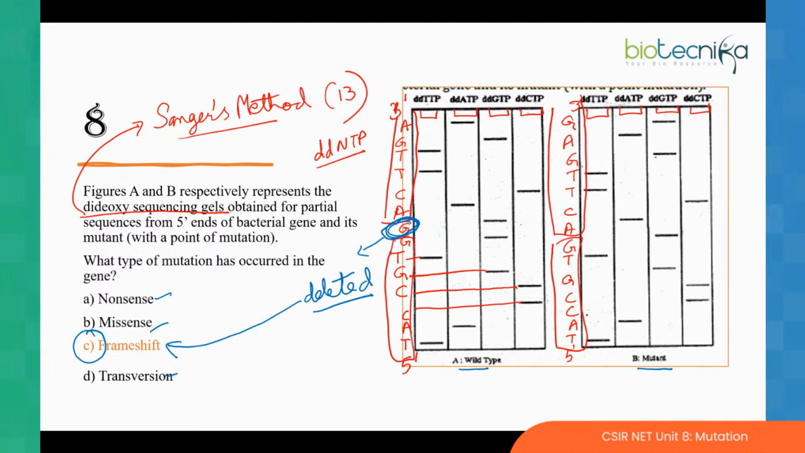Everybody, if you have any confusion here, please go through the concept of Sanger sequencing, see how the gel is read, how the sequence is analyzed. And then on the basis of that, you can decide what mutation has happened.